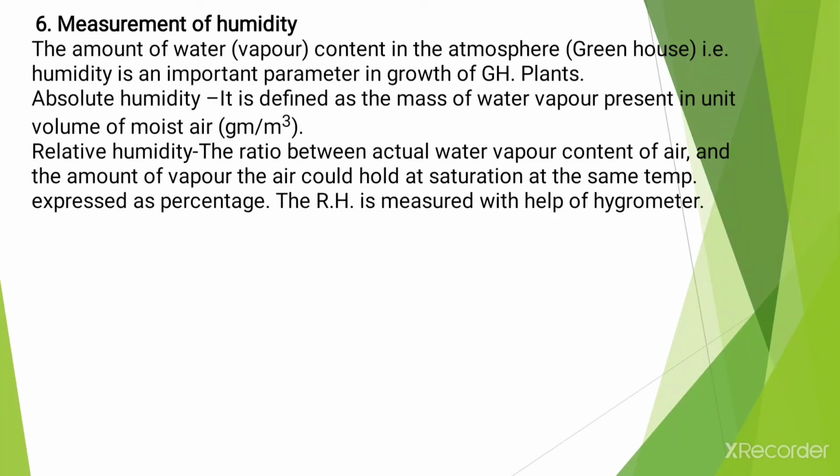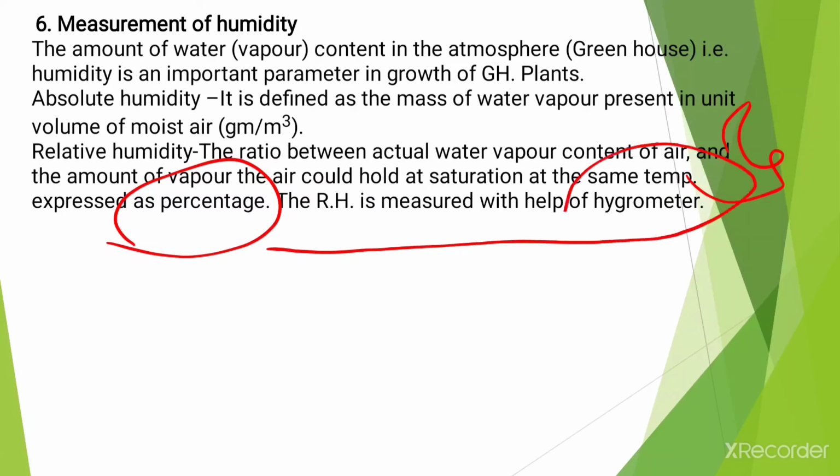The next is relative humidity. It is the ratio between the actual water vapor content of the air and the amount of vapor the air could hold at saturation at the same temperature. That ratio is called relative humidity, and it is expressed in percentage, and it is measured with the help of a hygrometer. This is important. Relative humidity is measured with the help of a hygrometer.